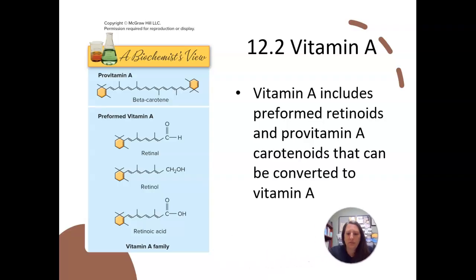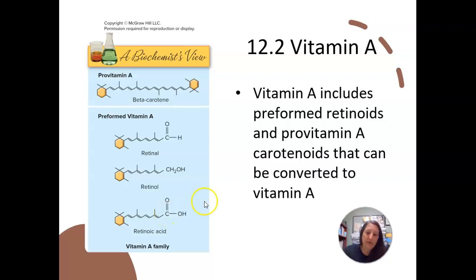Okay, so on to 12.2. We're going to focus here specifically on vitamin A. This is our first fat-soluble vitamin that we're going to go through. Vitamin A from food comes in a couple of different forms. There are what we call preformed retinoids, and those include retinol, the second compound, and retinoic acid.